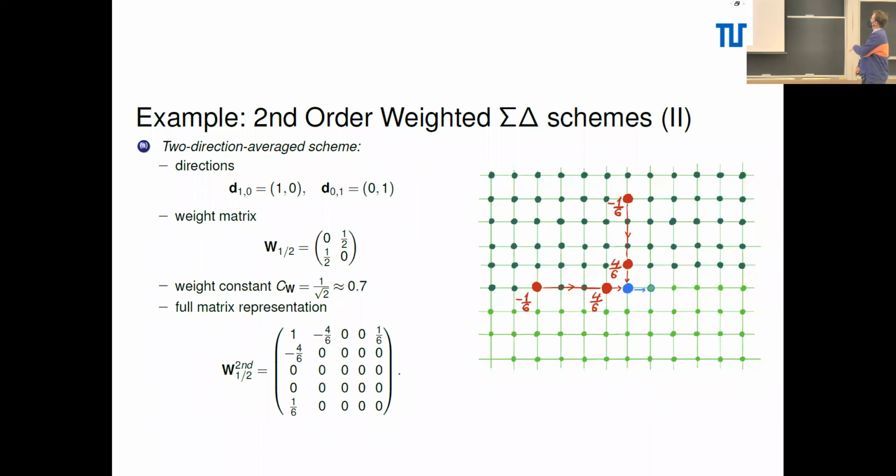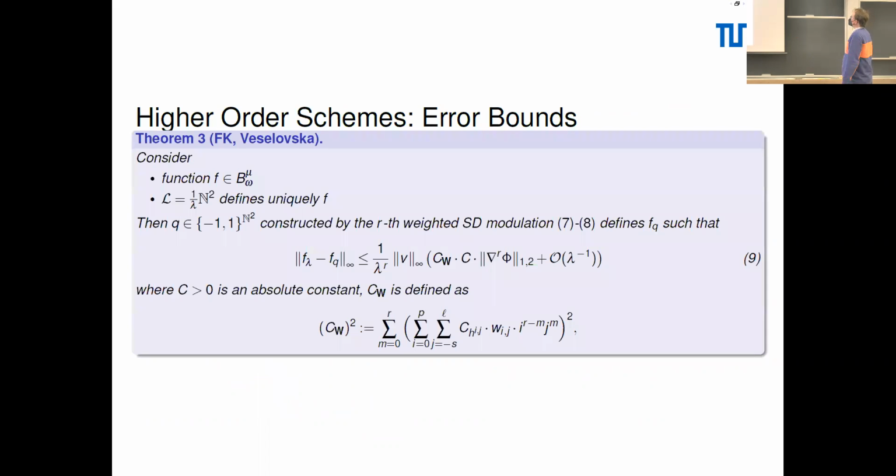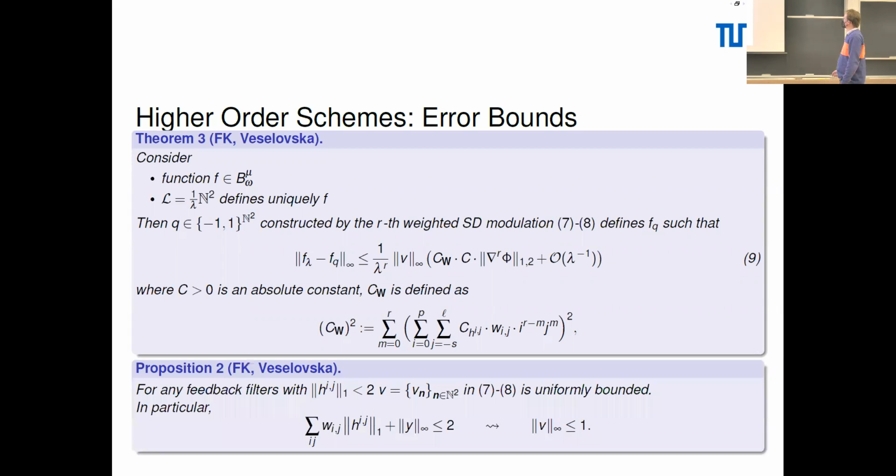You're having a 2-direction average scheme. For example, here that's the simplest. You're taking the second order scheme over the horizontal and over the vertical direction, and then you're just averaging them with weight 1/2, and you're again getting a weight constant of 0.7. But of course, now you're getting it in front of the error bounds for the second order, which are better. So let's see. And then we can also get the corresponding result for higher order, which is very much analogous to what we've seen before.